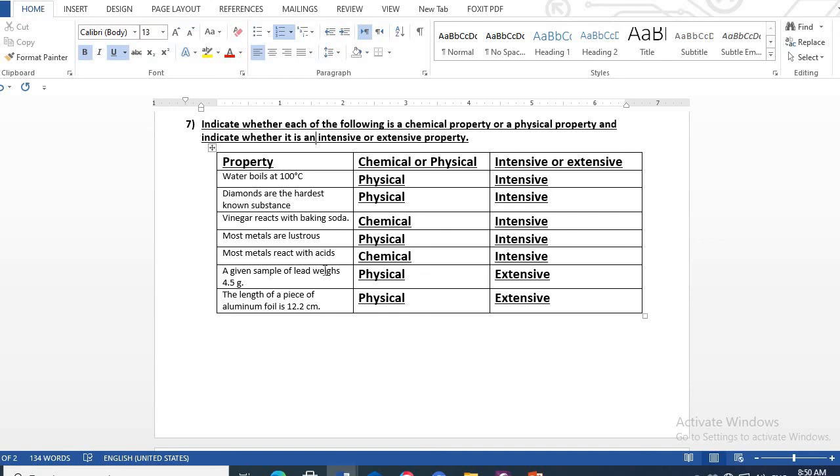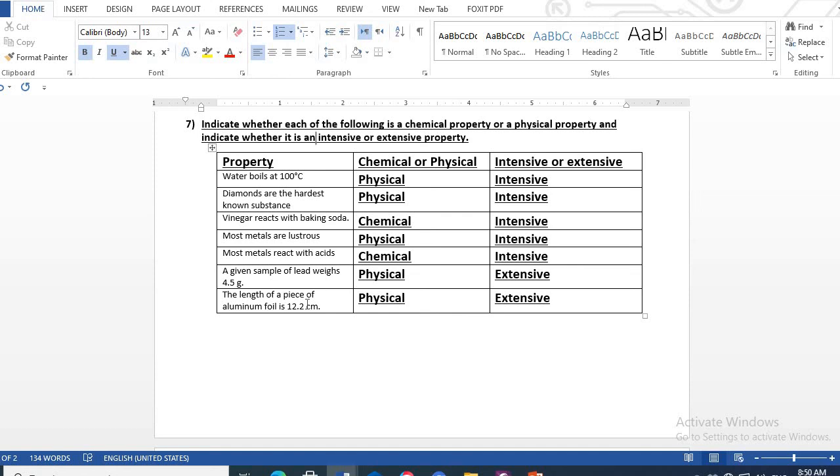A given sample of lead weighs 4.5 gram. I described that the lead weighs 4.5. It's a physical and also extensive property. Weight depends on mass, on amount of matter. The length of a piece of aluminum foil is 12.2 centimeter. It's a physical and also extensive. It depends on amount of matter.